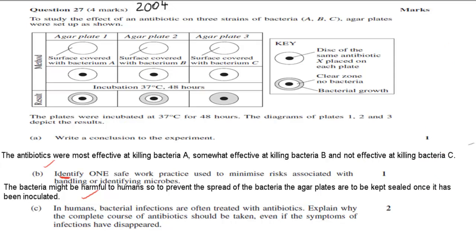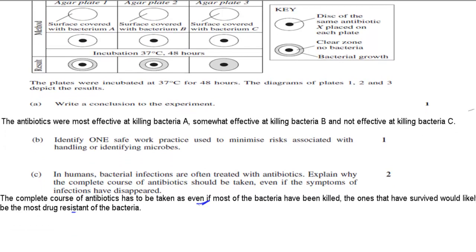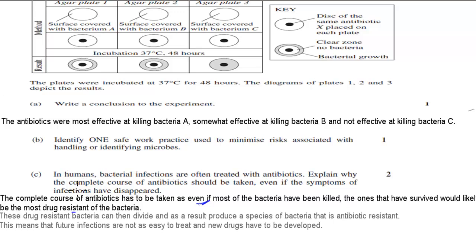Alright, so what I wrote for this one was the complete course of antibiotics has to be taken, as even if most of the bacteria have been killed, the ones that have survived will likely be the most drug resistant of the bacteria, right? So yeah, most might be dead, but maybe the ones who have survived might be the ones which are most drug resistant. Then I wrote, these drug resistant bacteria can then divide and as a result produce a species of bacteria that is antibiotic resistant.